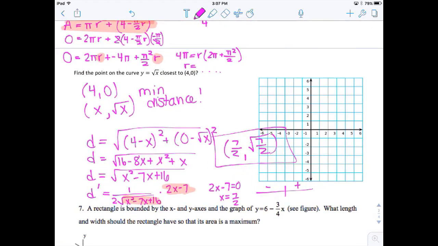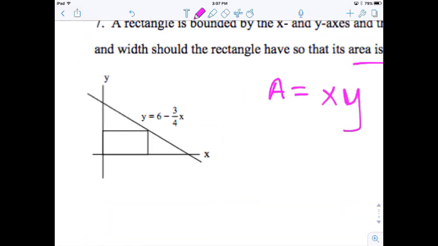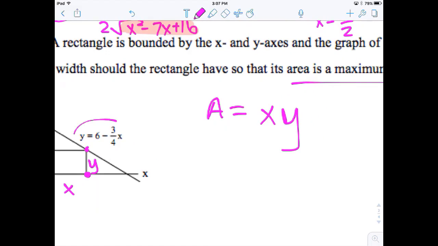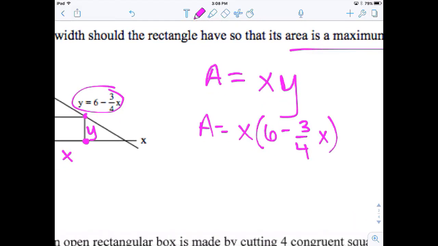Okay, last one. A rectangle is bounded by the x and y axes, and the graph of this is shown. What length and width would give us maximum area? So area here is just going to be x times y, because this is our x value, and that is our y value, right? And my constraint is this, that we've got x times 6 minus 3/4 x. And so now I've got it in terms of one variable, and I can keep going from there.